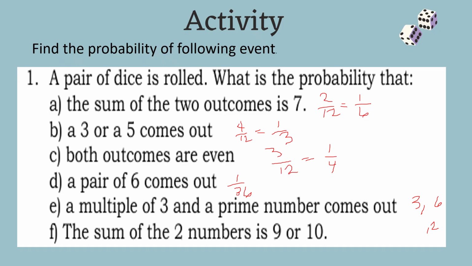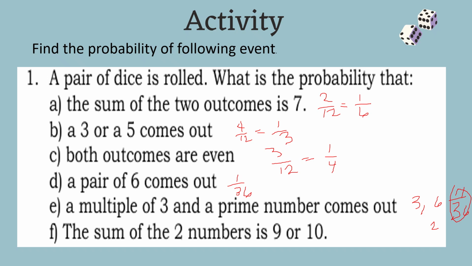Okay, so here we do not include 1, because 1 is either even or odd. So we got 11 out of 36. Okay, 11 over 36 is my answer.